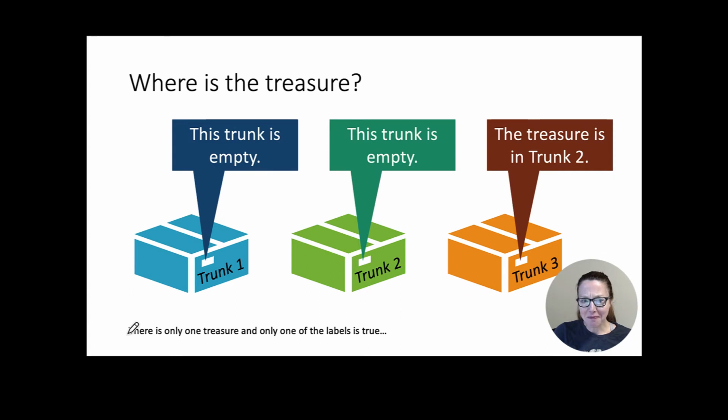Let's take a look. In the following example, where is the treasure? There's only one treasure, and only one of the labels on these trunks is true. Trunk 1 states, this trunk is empty. The label on trunk 2 also states, this trunk is empty. And finally, the label on trunk 3 says that the treasure is in trunk 2.